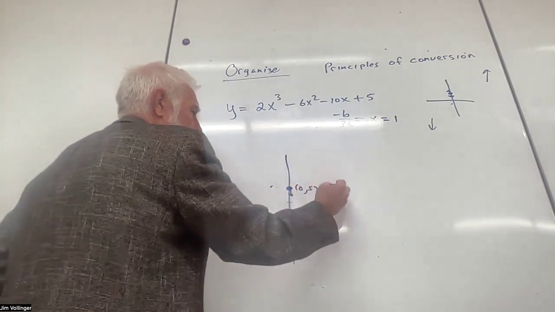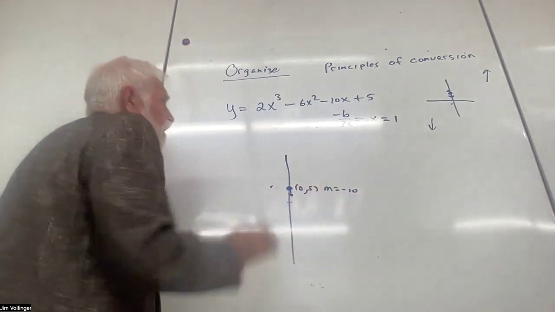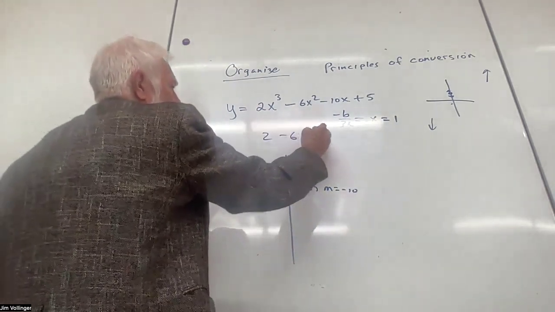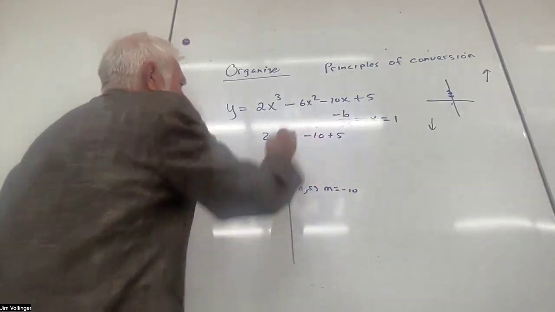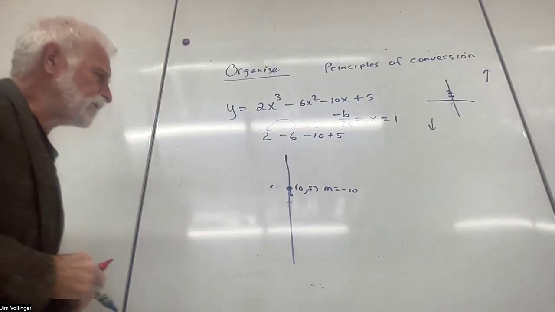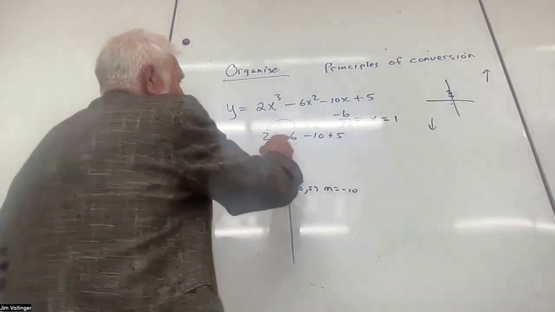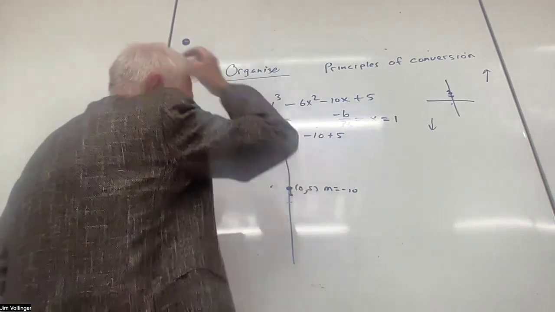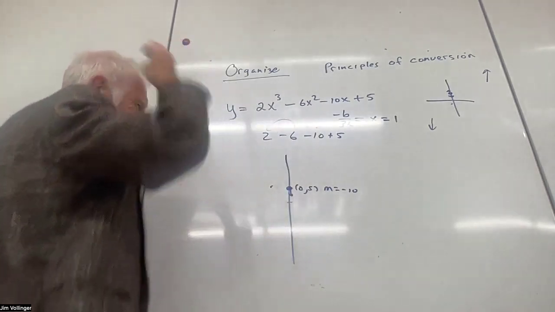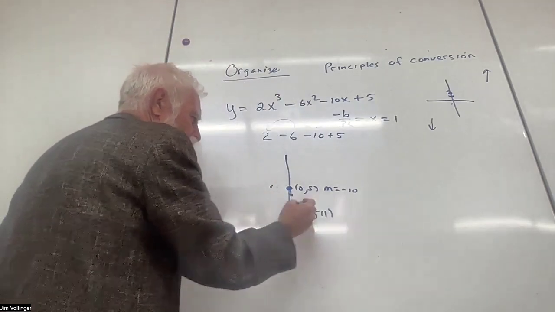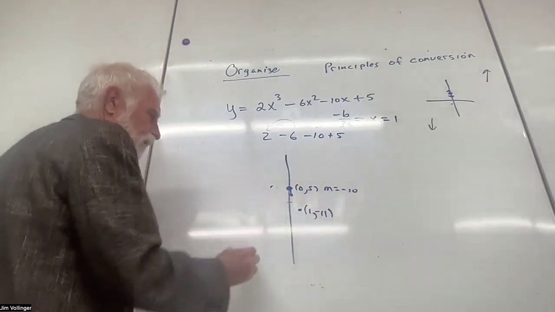And my slope at that instant is negative 10. If I drop in a 1, I get 2 minus 6 minus 10 plus 5 for a y value. There's a 3 to 1 relationship in the cubic at the point of inflection and opposite. So that becomes minus 4, minus 4, minus 14, minus 14 plus 5 is negative 11. So 1, negative 11 is where this thing has a point of inflection.